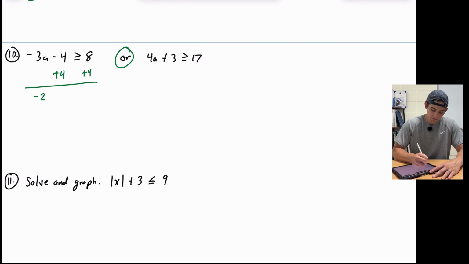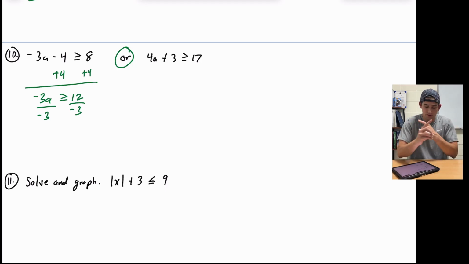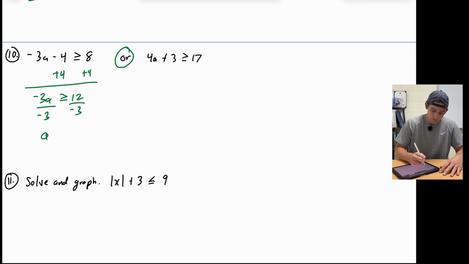That gives us negative 3a is greater than or equal to 12. Divide both sides by negative 3. So keep in mind we've got to reverse the inequality symbol. So a would now become less than or equal to negative 4. Put a little box around that.